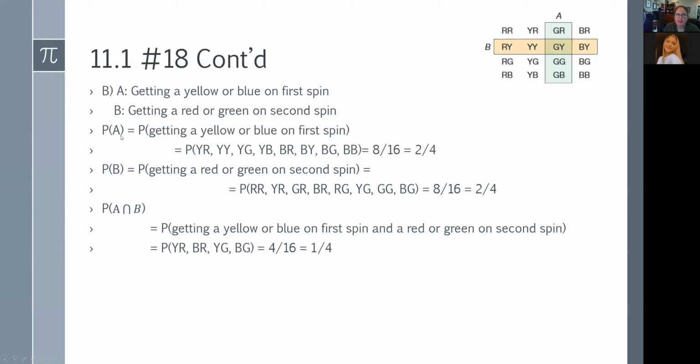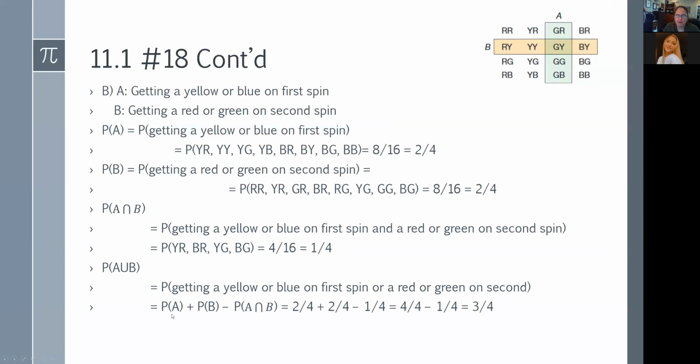Okay, so we've done the probability of A, the probability of B, the probability of A intersect B. Next, we're going to do the probability of A union B. And that's getting a yellow or blue on the first spin or a red or green on the second. And we can use the formula for that. That's the probability of A plus the probability of B minus the probability of A intersect B. So we have 2/4 plus 2/4 minus 1/4. If we add 2/4 plus 2/4, that gives us 4/4. And so we do 4/4 minus 1/4, and that gives us 3/4.